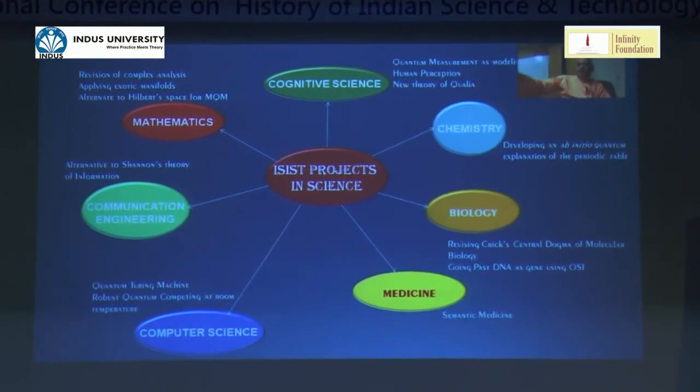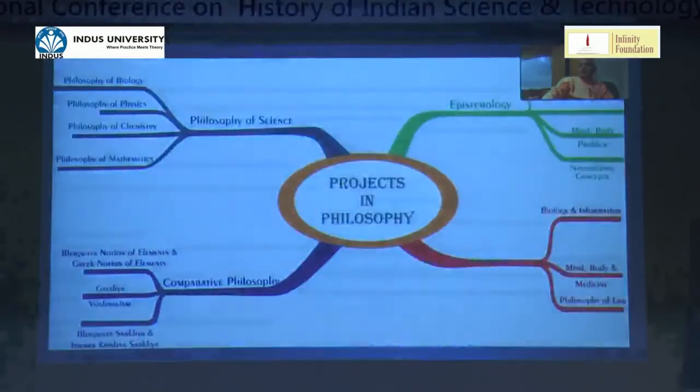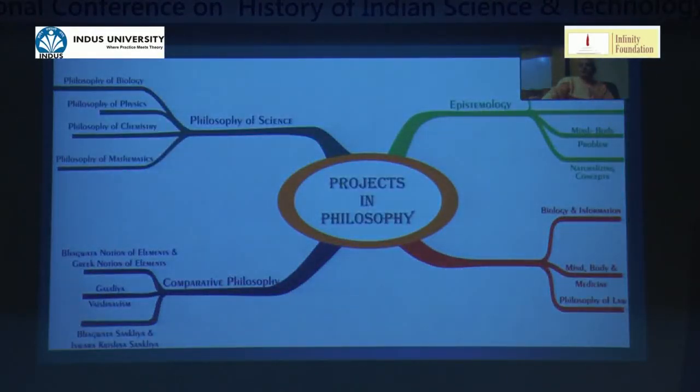Okay, so I won't explain it, but you can see different fields: cognitive science, mathematics, communication engineering, computer science, medicine, biology, chemistry. All of this we are doing. And next slide. BTech in ISIS, do you see that? Yeah, you can put that whole slide. So we have developed a complete curriculum for Bachelor of Technology in Semantic Information Sciences and Technology.